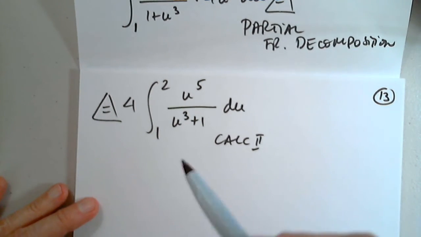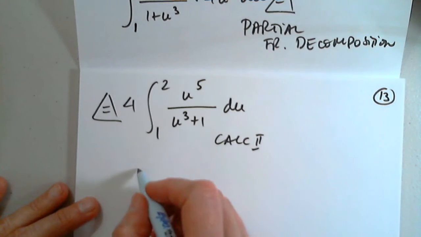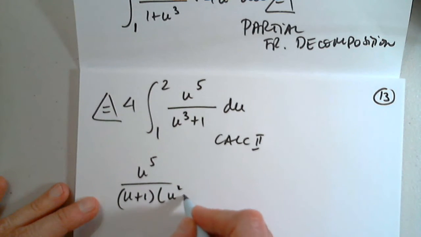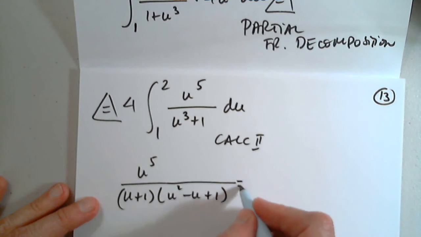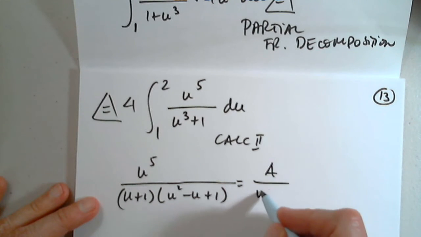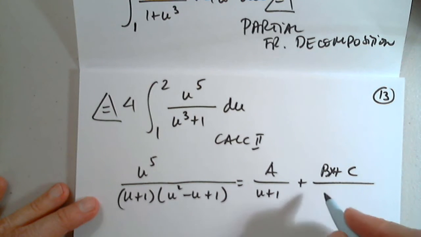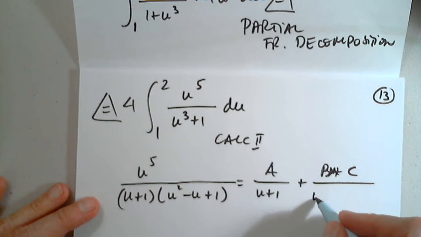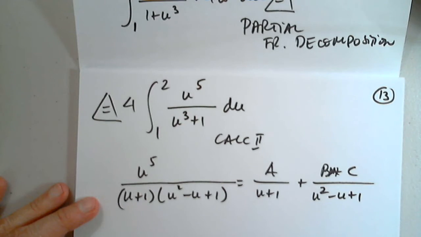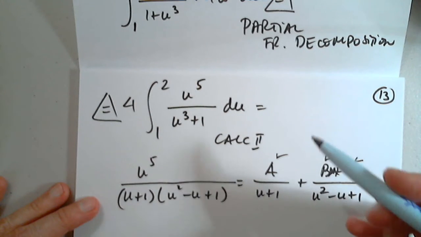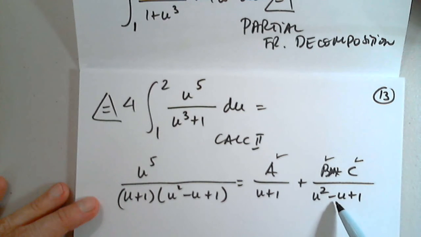And we basically have to present, so u to the third, we have to factor u to the third into u plus 1, u squared minus u plus 1, and change this into A over u plus 1. It's a whole theory, Bx plus C over u squared minus u plus 1. So I have to determine the constants A, B, and C and decompose this integral into 3 integrals. This one and this one.